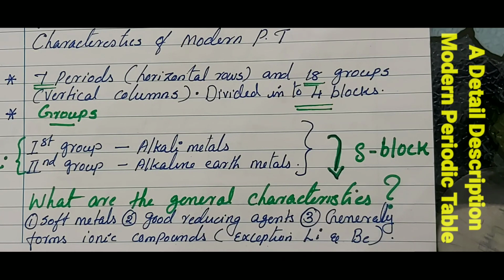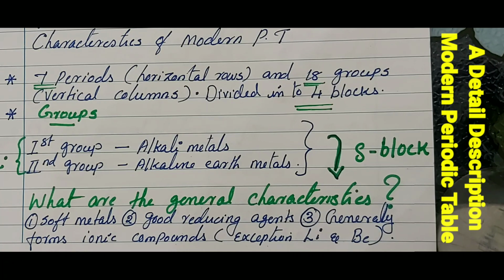Because when you write the electronic configuration, the subshell electronic configuration, the last electron of these two group metals are going to the S subshell. That's why they are grouped under S block elements. Now we'll see what are the general characteristics of these elements. These elements means the first group and second group together we are discussing.